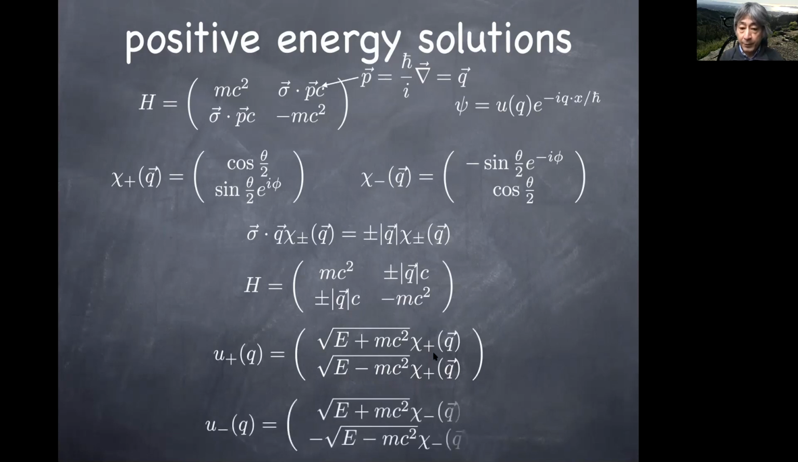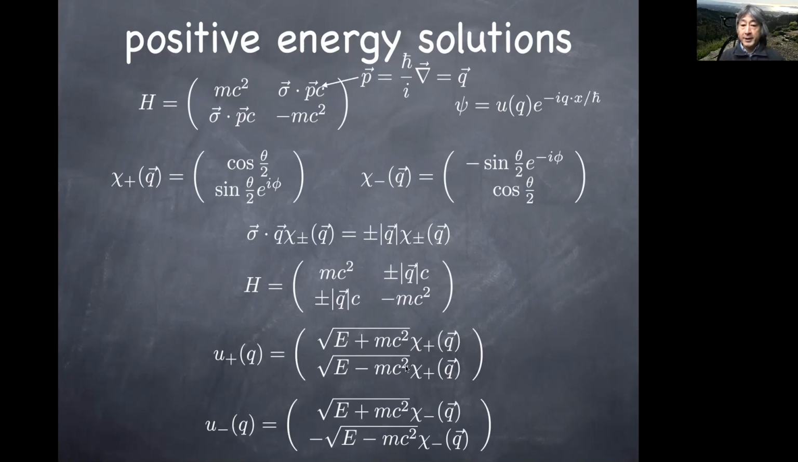In the same way, if you use chi minus, then you find this solution where, again, the upper two components come with square root of E plus mc squared. Lower two components come with square root of E minus mc squared. But now there's a relative minus sign because the off-diagonal component has a minus sign for the u minus solution.